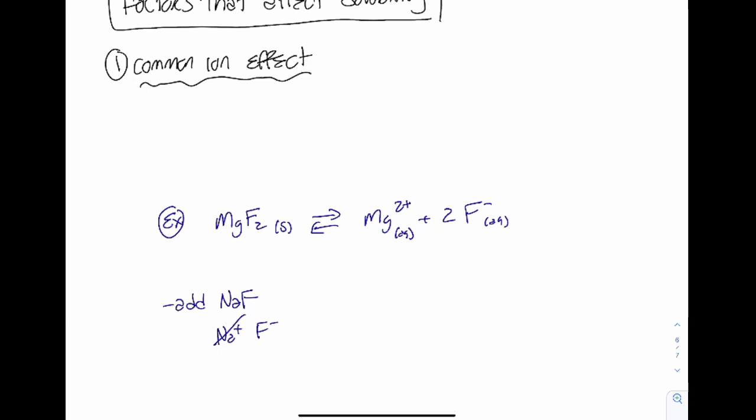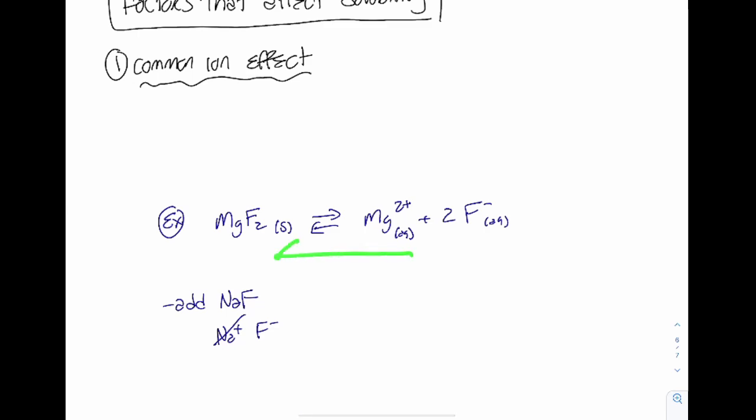So what is going to happen? Is this going to increase or decrease our solubility? Think about it as Le Chatelier's principle, because that's all it is. If I was to add more fluoride, which is what I'm doing by adding sodium fluoride, I'm adding fluoride ions. So I'm adding something that's a product. Which way does it shift? If I add a product to this, which direction does my equilibrium shift?